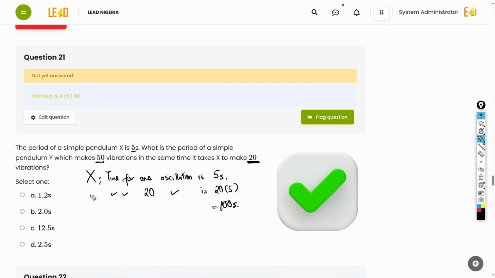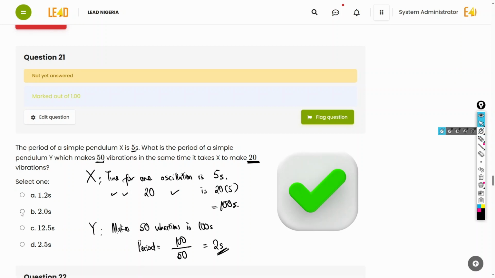All right. So Y makes 50 oscillations or vibrations in 100 seconds. So what is its own period now? Period is how long it takes for one oscillation, right? So the period would just be 100 divided by 50, which is going to be 2 seconds. So that means it makes one vibration in 2 seconds. The answer is B.